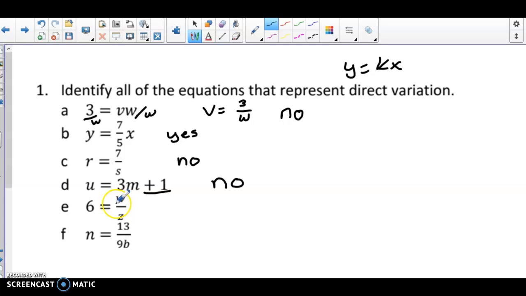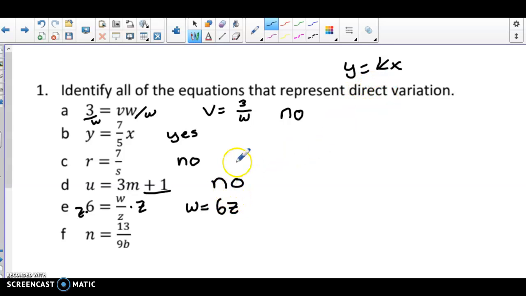E, this is another one just like part A. I'm going to have to move some things around to get it to look like what I want. So I can either choose to get w by itself or z by itself. I'm going to choose w because that's going to take a few less steps. So in order to get w by itself, I'm going to multiply both sides by z. And I get w equals 6 times z.